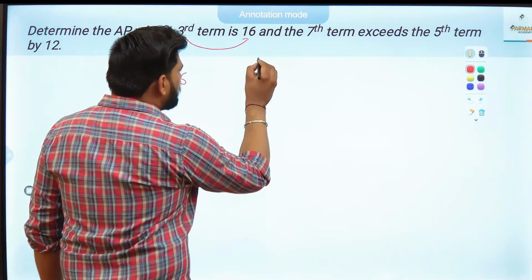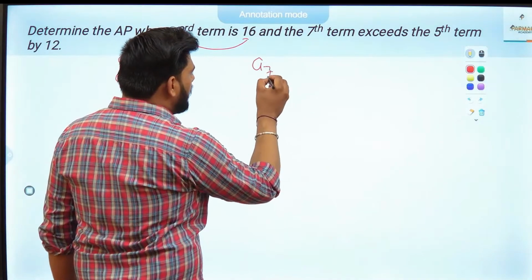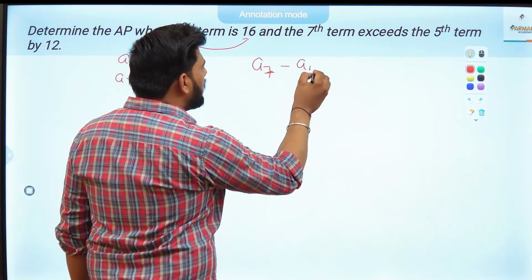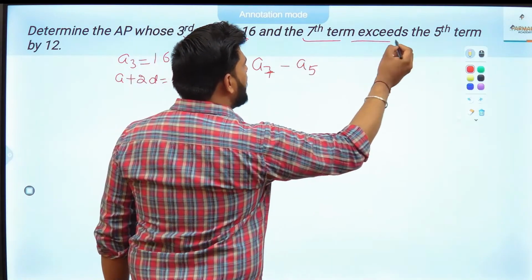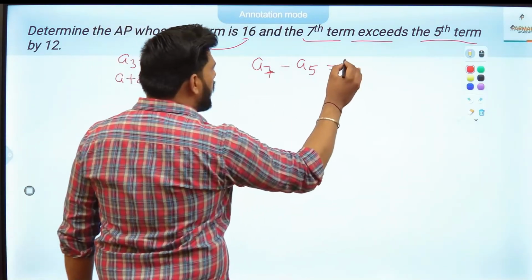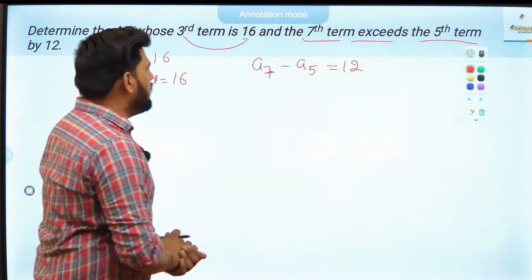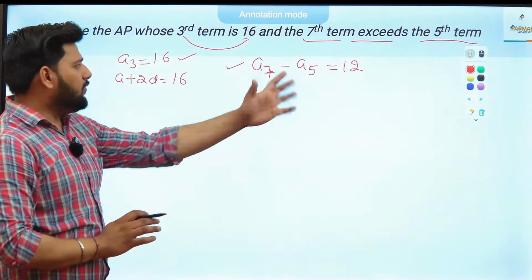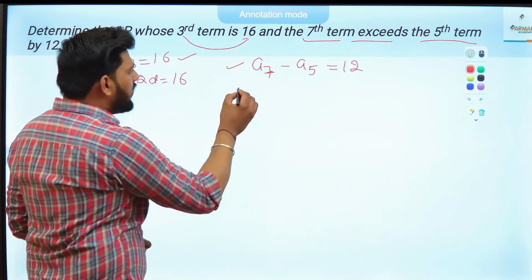सेवन टर्म एक्सीड्स फिफ्थ टर्म एंड उनका जो डिफरेंस है कितना है, दैट इज 12. Now these two things are given: the third term and this difference are given. Now again, what is the seventh term?